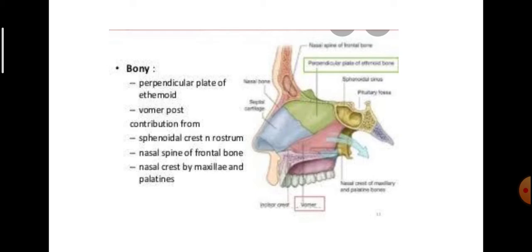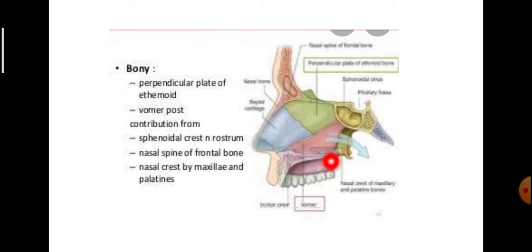The bony components. The posterior part of the nasal septum comprises two major bony components, the perpendicular plate of ethmoid and the vomer. Now, it has also got contributions from the sphenoidal crest and the rostrum of the sphenoid, the nasal spine of the frontal bone, the inner aspect of the nasal bones, the crest of maxilla, and the crest of the palatine bone.